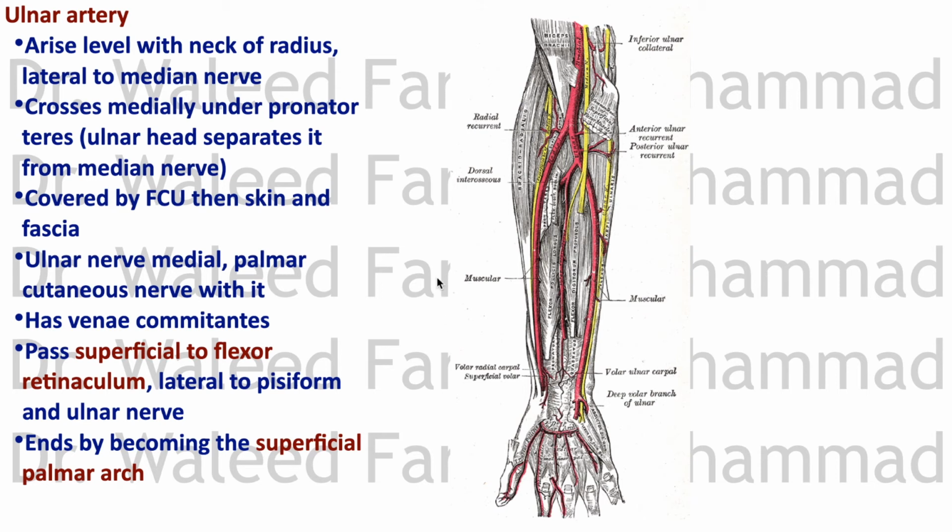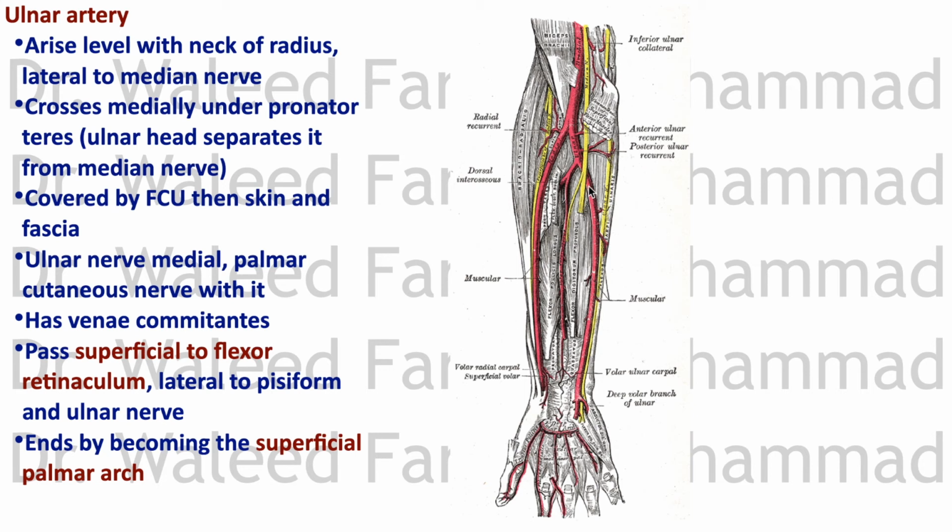The ulnar artery arises level also with the neck of the radius, lateral to the median nerve. It crosses medially under the pronator teres. It's deep to the pronator teres, separated from the median nerve by the inferior head or deep head of the pronator teres, covered by flexor carpi ulnaris muscle and then skin and fascia.